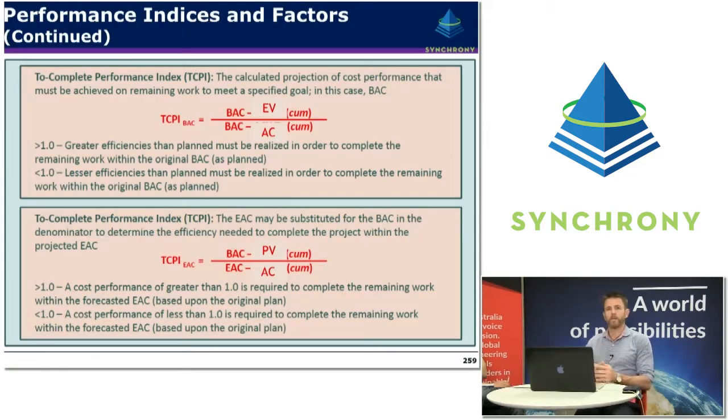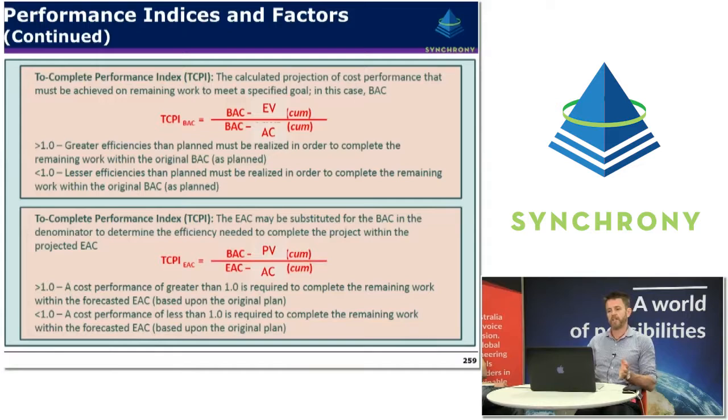So the To Complete Performance Index can be calculated if we want to forecast the index we need to reach the budget. We basically calculate it as the remaining work on the project that hasn't been completed yet, divided by the remaining budget that we have available. So it's the budget at completion less the earned value that we've already achieved, divided by the budget at completion less the actual cost that we've already spent.